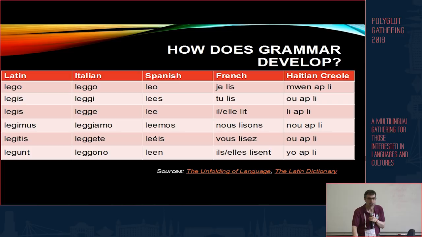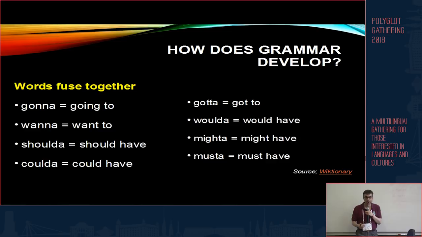Okay, and this is something that's happening now in English. You've got new words fusing together. This is not used in formal English, but when you're speaking, you don't say, I am going to the shops now. You say, I'm going to the shops now. I'm gonna go to the shops now. The first going is different to the second. Gonna is used as a future tense marker. And this is a new thing that's happening. You wouldn't say, I'm gonna the pub. You would say, I'm going to go to the pub. So this is only used in specific places.